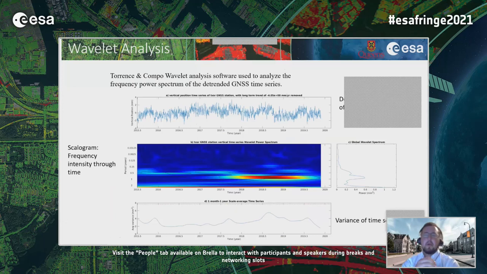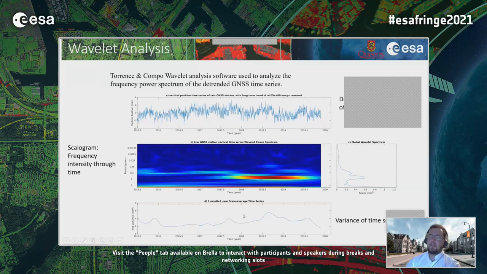So if we look at the output of the Torrence and Compo wavelet analysis software, you can see at the top the detrended vertical position time series of the GNSS station. Again, you can see that annual signal and semi-annual signal. And then in the middle, you have the scalogram analysis. So in the blue, for example, at 0.25, so that's about 3 months, you have very low intensity of that wavelength signal in the data at that point in time. And then let's say at 2018, at the one year wavelength, you have a very strong signal coming through. That's just an example of how the scalogram works.